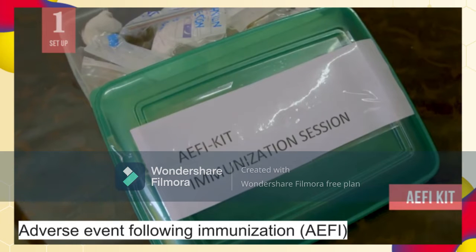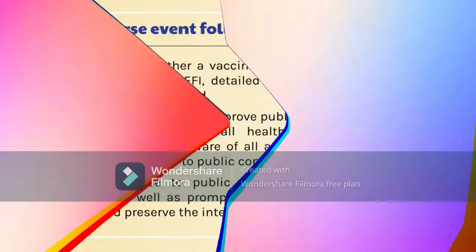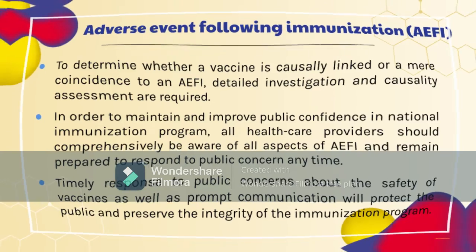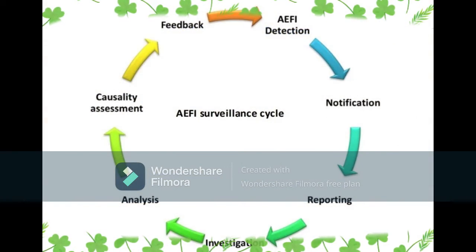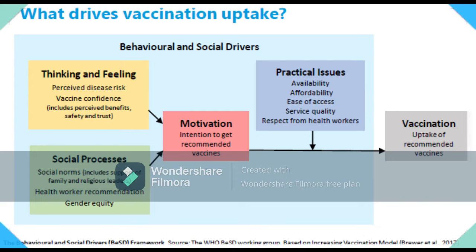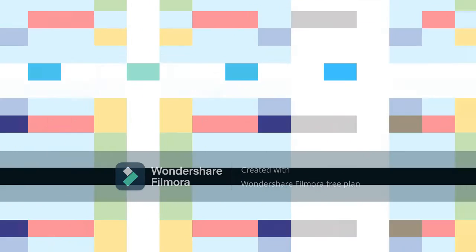The adverse event following immunization is another important matter. To determine whether a vaccine is causally linked or a mere coincidence to an adverse event following immunization, detailed investigation and causality assessment are required. In order to maintain and improve public confidence in the national immunization program, all healthcare providers should comprehensively be aware of all the aspects of AEFI and remain prepared to respond to public concern at any time. Timely response to public concerns about the safety of vaccines as well as prompt communication will protect the public and preserve the integrity of the immunization program.